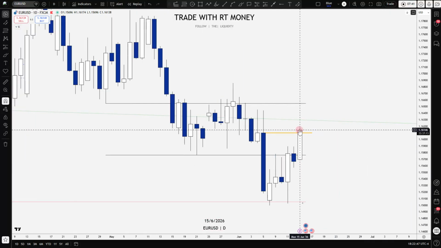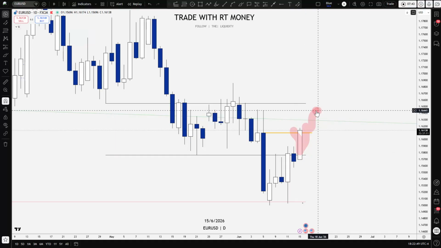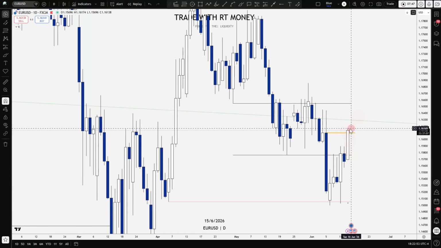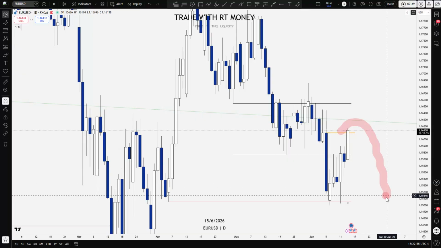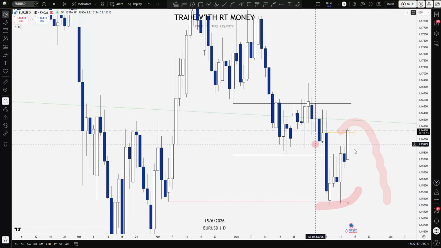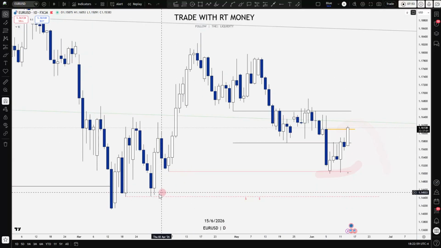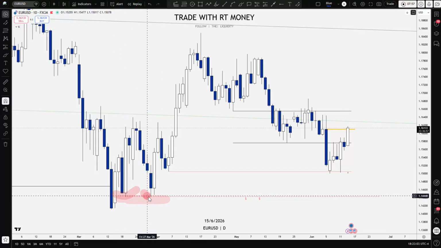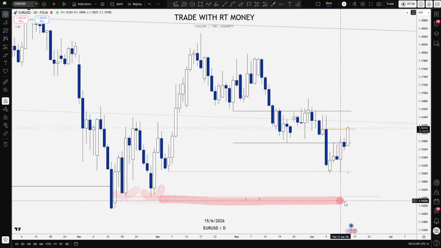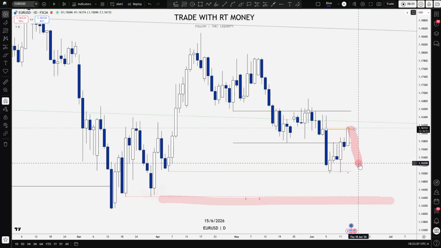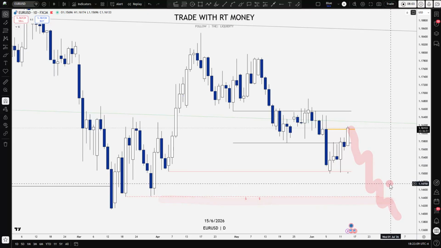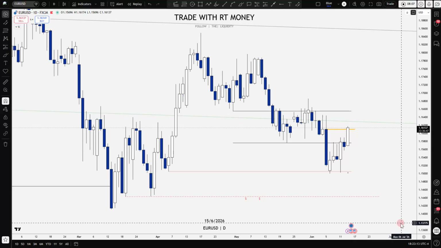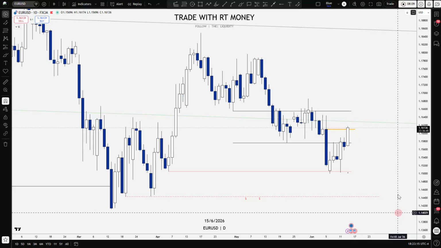So, do I expect the market to continue up higher? I do not. But I think we're going to see the market turn over and head towards that lower target that I had pointed out here. These are relative equal lows. That is a hard draw on liquidity. And it would make sense for the market to move down there if we have a stronger US dollar to drag the weaker euro down.